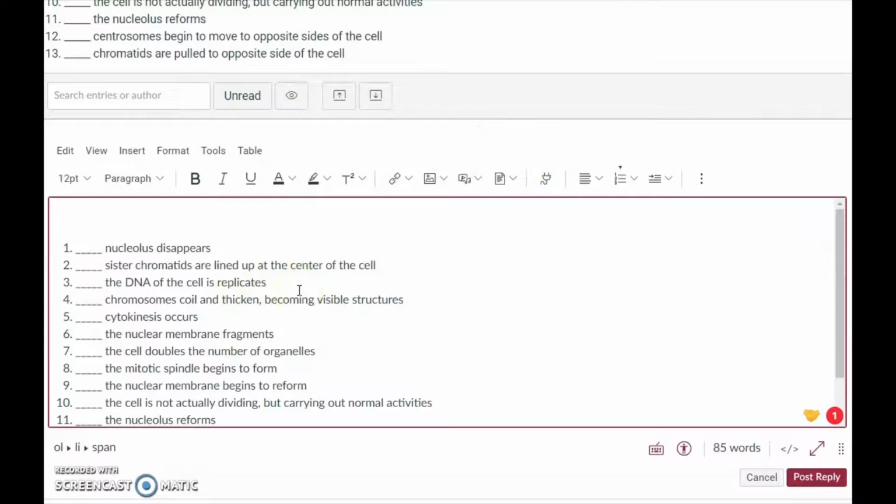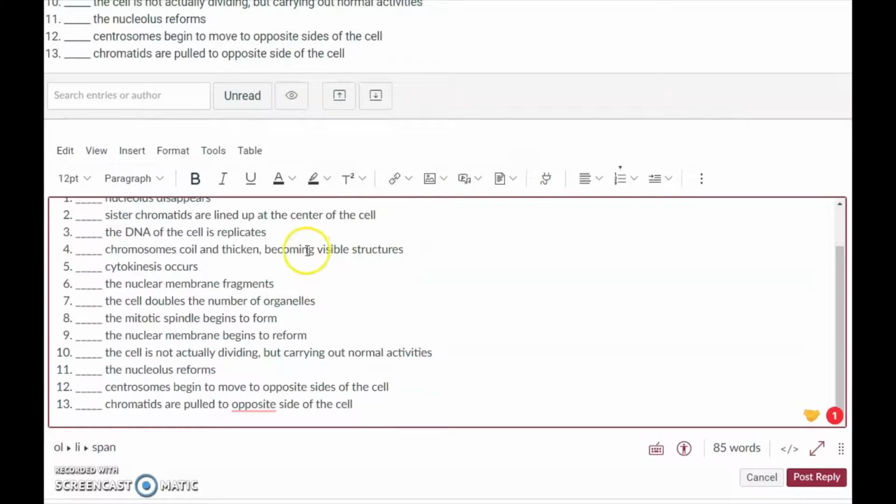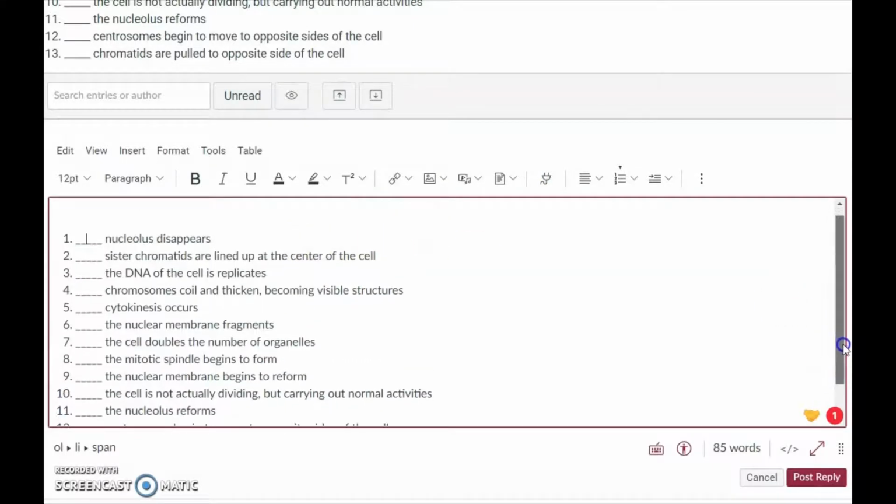So with that background info, we can go ahead and proceed with filling in which phase goes with what over here. So where the nucleolus disappears, this is going to be the prophase. There's actually a phase between pro and metaphase known as the prometaphase, and it can be known as the late prophase, early metaphase. This is kind of where the nuclear membrane breaks down mainly. So if you put metaphase here, I won't count it against you.